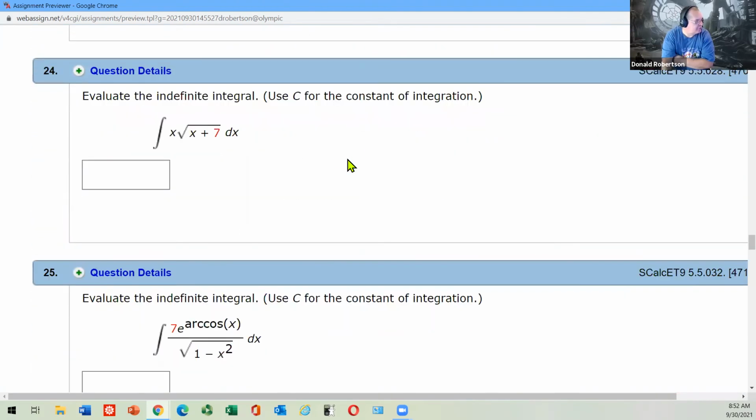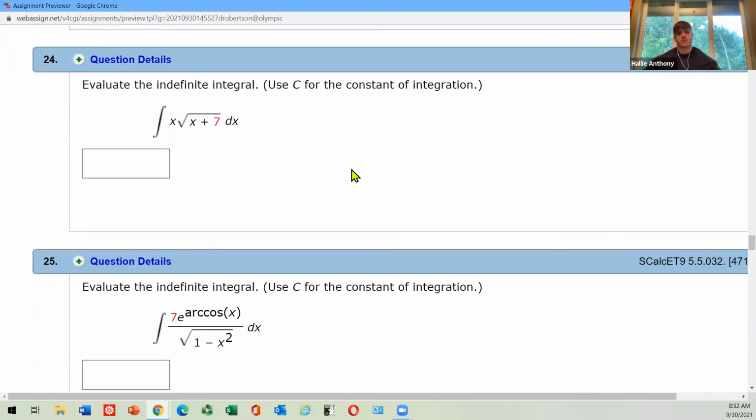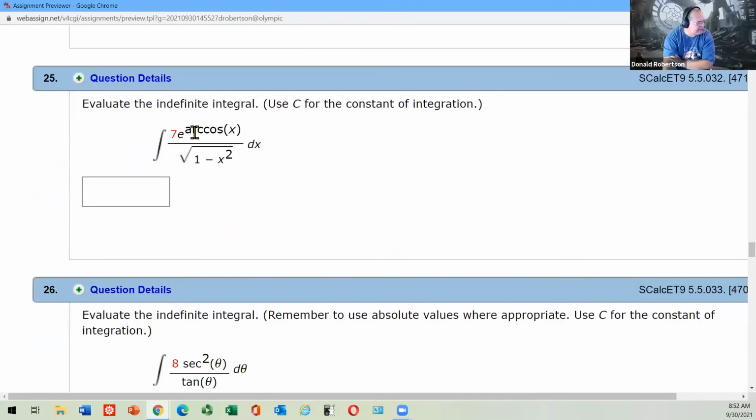I'm skipping the trig ones because they don't work. What would the U sub in 24 be? X plus 7. Oh, hate it, hate it, hate it. Oh, God, you got to stop doing that. Okay, I'd be happy if somebody could tell me the U sub here because it's one of the weird ones. It's not an obvious one.